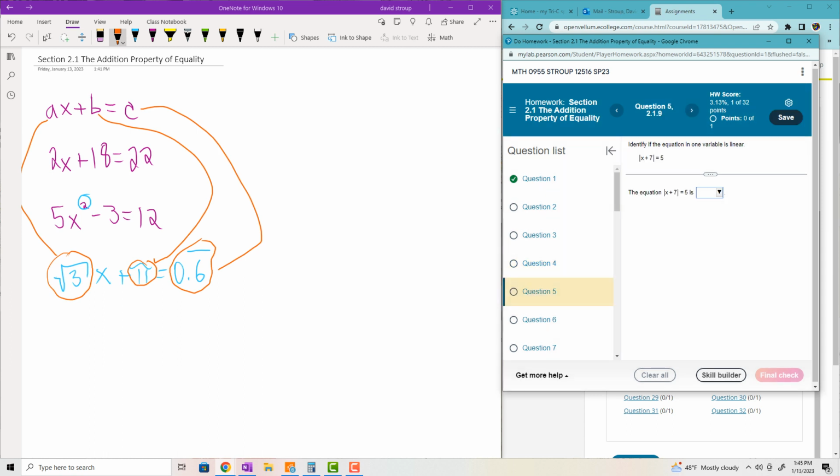This one is definitely not linear. It has that absolute value, x plus 7 equals 5. So the absolute value signs, basically that's a way of measuring distance on the number line. So it's a distance from 0. So you may remember things like, so -2 here, -1, 0, 1, 2.